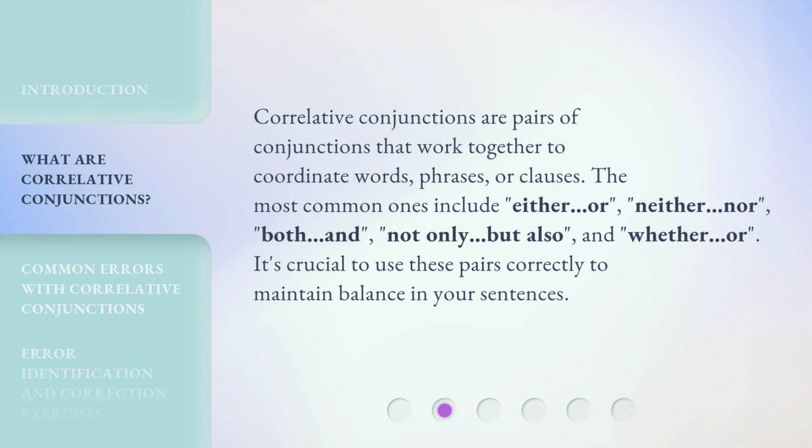Correlative conjunctions are pairs of conjunctions that work together to coordinate words, phrases, or clauses. The most common ones include either...or, neither...nor, both...and, not only...but also, and whether...or. It's crucial to use these pairs correctly to maintain balance in your sentences.